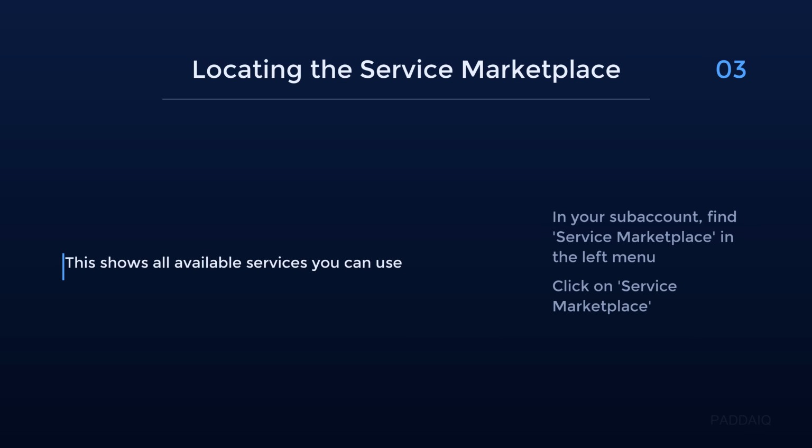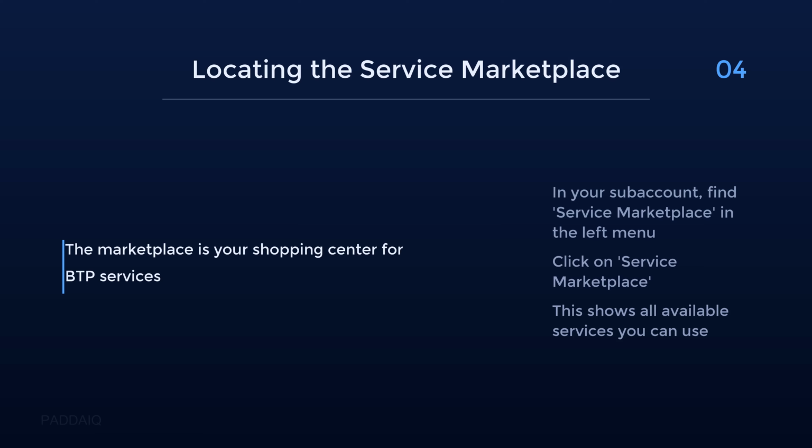This means you can browse and instantly enable various tools, like databases or AI services, all in one place. For example, if you need a secure database, you simply select it from the marketplace to add it to your account. It's the central hub for finding and activating everything your applications require.